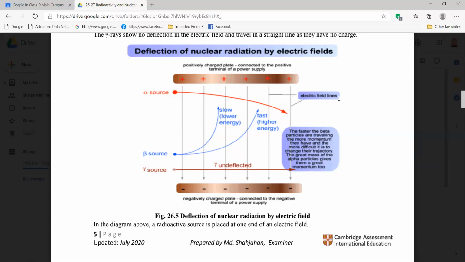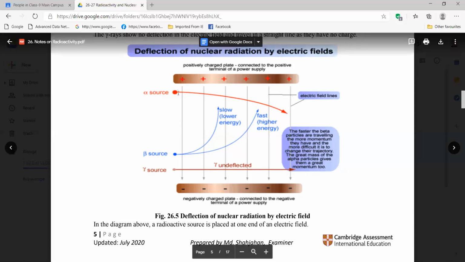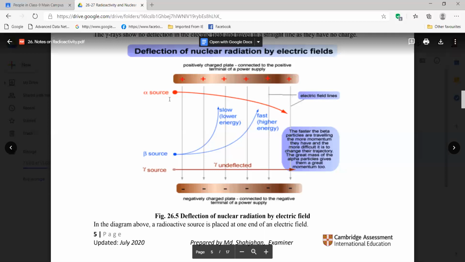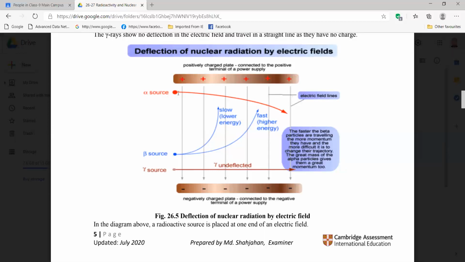Now we know that alpha particles are positively charged, right? And as they are positively charged, when they go closer to the positive terminal, they will be repelled. If someone gives you one alpha particle here and asks you to show the path of the alpha particle's movement, then you will draw a line like this.